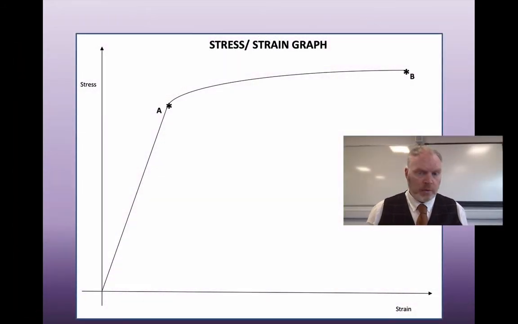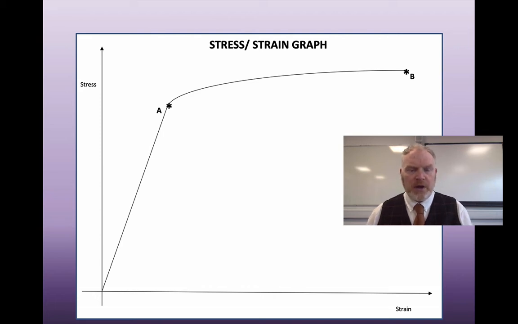Okay. What I want us to do now is think about how we could show some of these results on a stress and strain graph. Now, this is a graph that tries to show the link between these two factors. Stress is on the vertical axis, strain is on the horizontal axis. Notice, though, there are no numbers on this. This is just to try and show an idea.